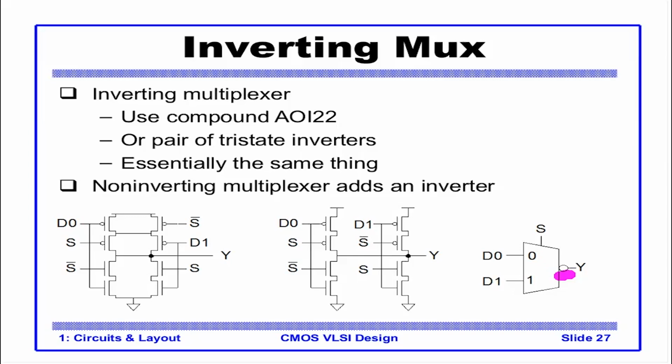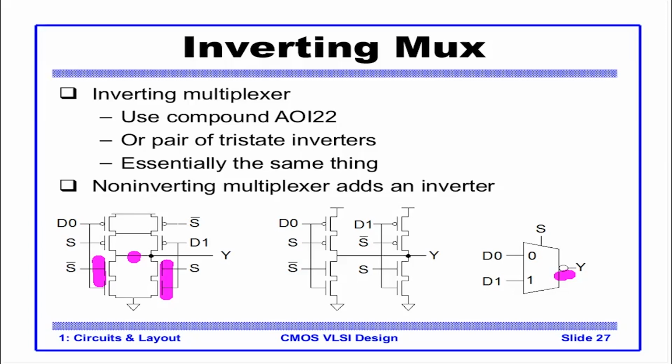In the pull down, we have to see that the first S bar and D0 are AND together. So D0 here and S bar, this is an AND connection. Similarly, S and D1 is again an AND connection. Both of these are in an OR connection. Similarly, the pull up part would be a complement. We saw the construction of AOI 2 earlier. This is exactly the same, only the inputs are labeled differently.